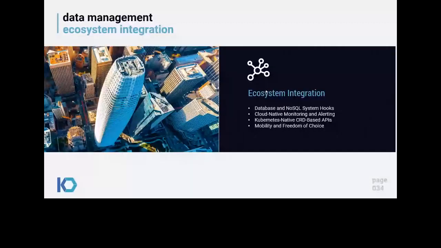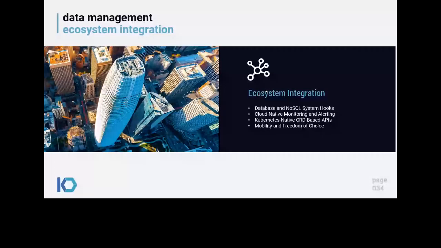We've also spoken about two or three different areas around storage being a huge part of the data management piece, whether that's where you're running your database, where you're storing your persistent volumes, or where you're landing your backups, exporting them out to object storage or potentially a file system. Your data management practice should take advantage of those ecosystem integrations from a storage point of view. Also, we need to make sure we're application consistent when it comes to databases and NoSQL or other system hooks, so we're taking the best possible backup of those applications. Let's make sure we can monitor and alert on those applications, in a way that's more aligned to what we have in our Kubernetes cluster and cloud native ecosystem.